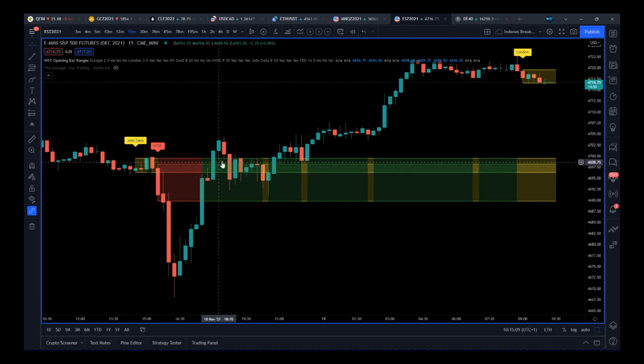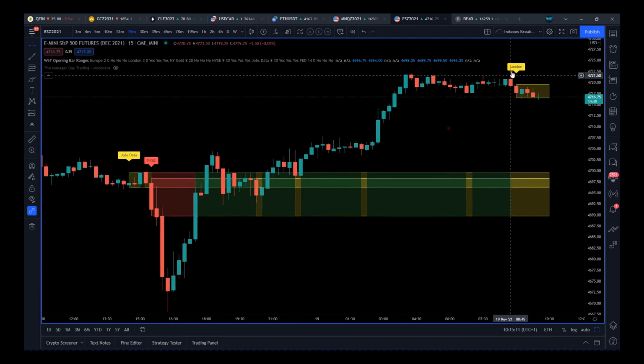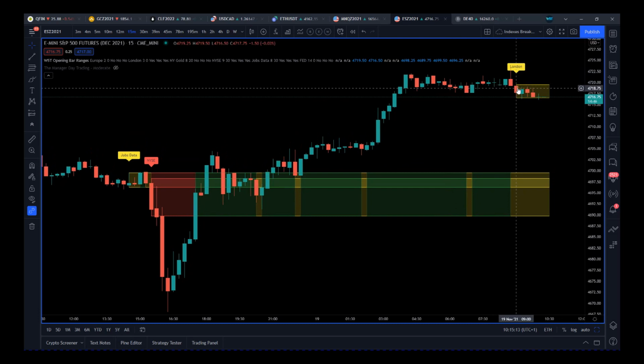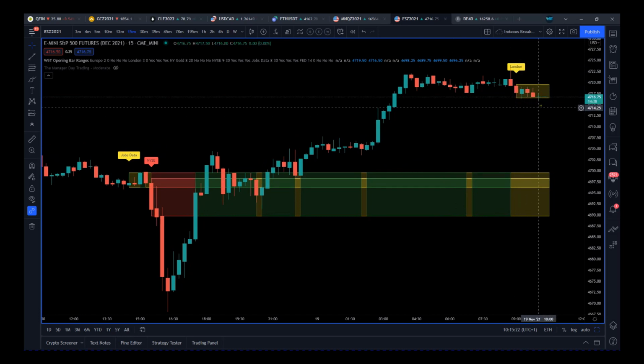And we can see that just kept going, and this is the London open range now. So this is ES and the London. We see yellow at this moment in time. There's no real trade. We don't want to go short or long. It could stay in that very narrow range for the rest of the European session.